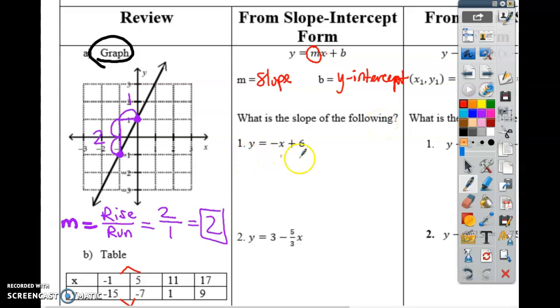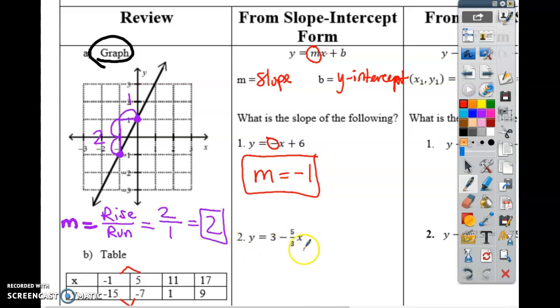So down here, what is the slope? Where's the slope right here? That's my slope. What number is that? Not 1. -1. M equals -1. Let me write it correctly. -1. That's it. They're asking for the slope. That's the slope. Okay? What about number 2?